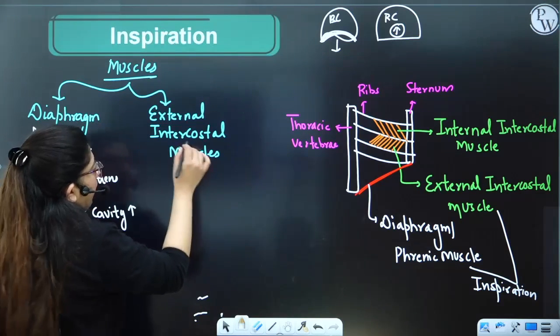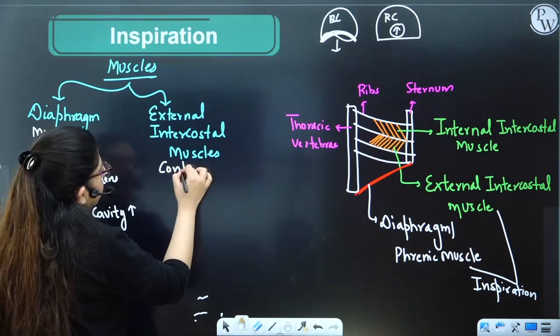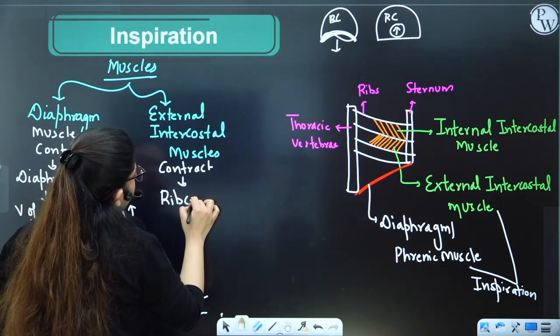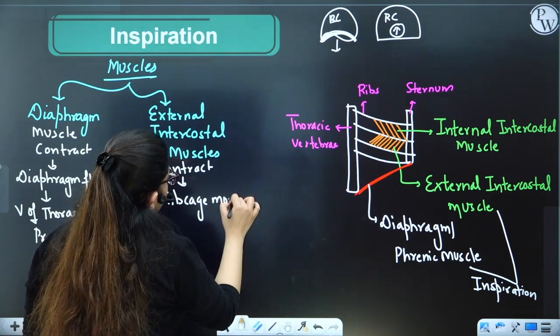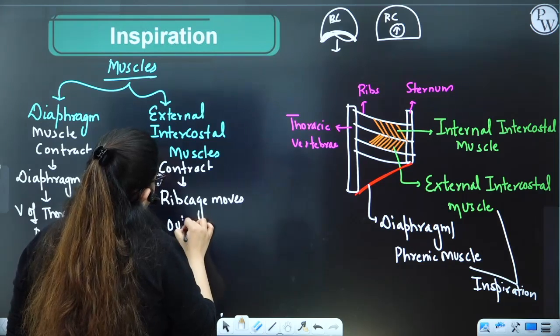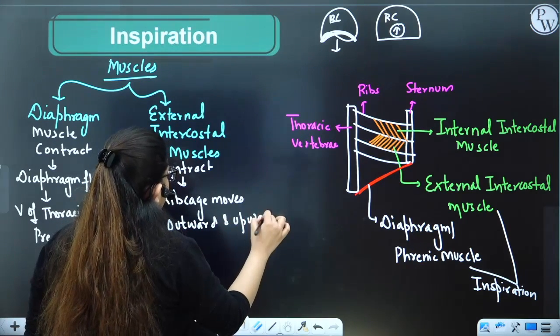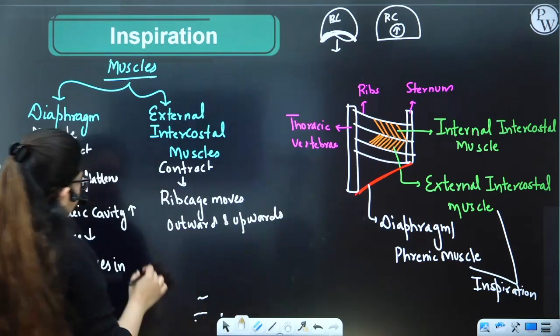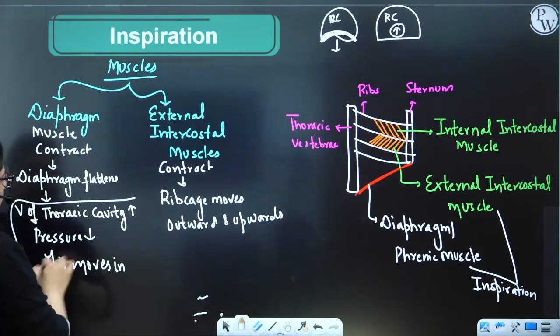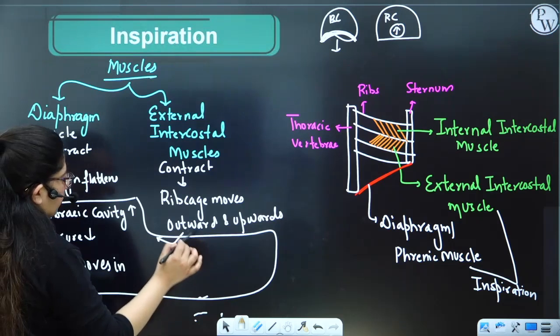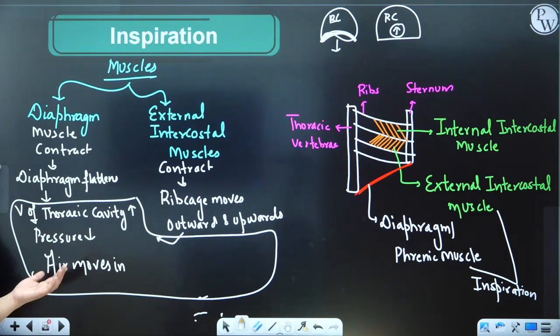So what is happening here when this muscle contracts? The rib cage moves outward and upward, and everything will be the same. What is the same? This process. Both are the same here. The volume of the thoracic cavity increases, pressure decreases, air will move in.